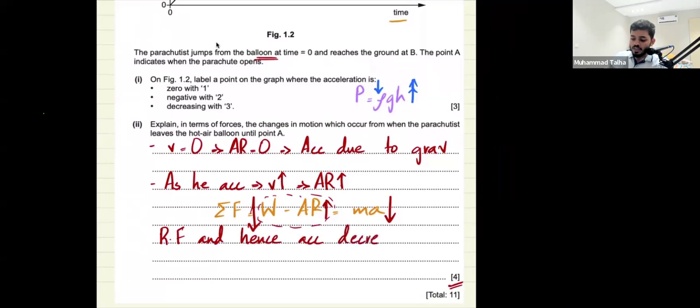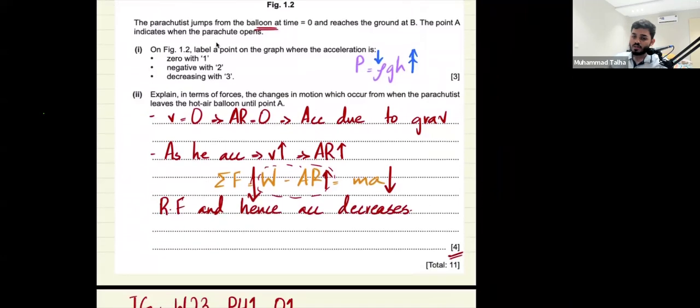Now, if I look at this graph above, I was very obviously seeing that he does reach terminal velocity. So I would say that air resistance equals weight. And this is when resultant force and acceleration equal 0. And he reaches terminal velocity.